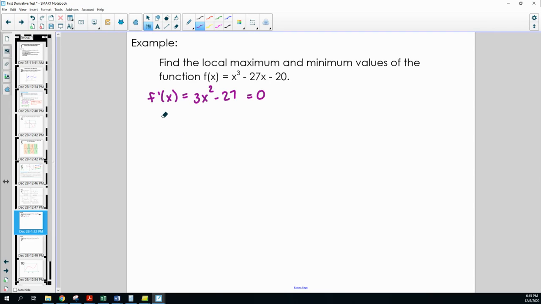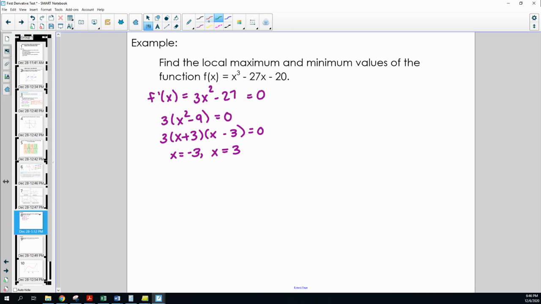So we're going to factor out the 3. So we have x squared minus 9, set it to 0. And then I can factor x squared minus 9 more, so x plus 3, and x minus 3. So when I set this equal to 0, the 3, that's the constant, can just be divided out. So I end up just getting x equals negative 3 and x equals positive 3. Okay, those are my two critical points.